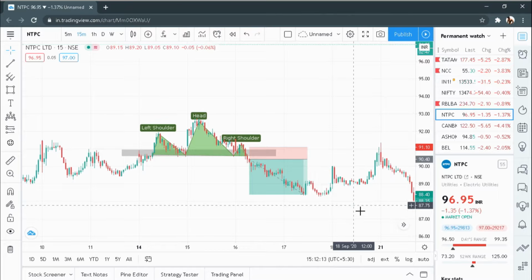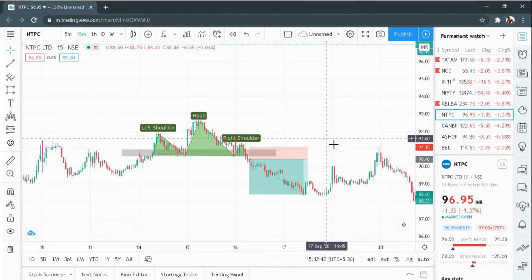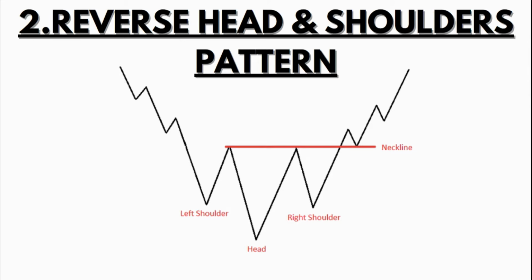So that is how perfectly price action plays out if you follow all the rules and trade accordingly. Now a quick revision of the head and shoulders pattern. Your entry should be where the neckline has been broken and a candle has been closed below the neckline. You enter after that, your target should be the same length of the head, and your stop loss should be above the neckline.